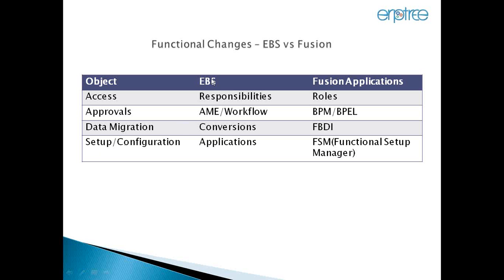And setups and configuration: in EBS, you have to do the respective application setups from the particular application. If you want to do payables configuration, you have to go to the payables responsibility. Receivables from receivables, FA from FA, GL from GL. But in Fusion applications, we have one centralized functional area which allows us to do any application related setup, that we call FSM, Functional Setup Manager. From Functional Setup Manager, you can do any application related configuration.